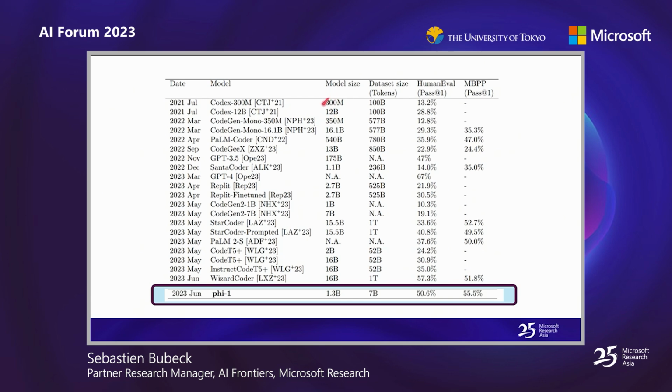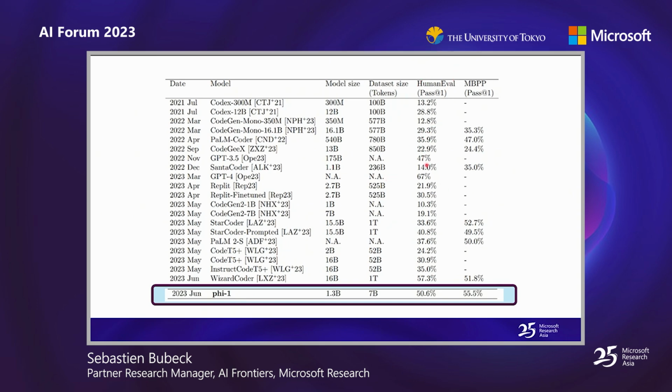So with Codex, it started reasonable, with one version at 300 million parameters, and one version at 12 billion parameters and 100 billion tokens. But you see that it quickly ballooned. Again, GPT 3.5 is 175 billion. If you look at PaLM, PaLM is here, 540 billion parameters. So these models are huge, and you get to datasets which are in the trillion tokens.